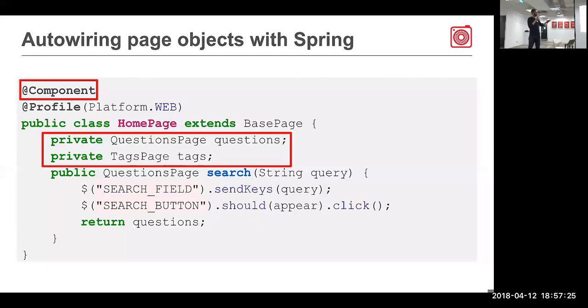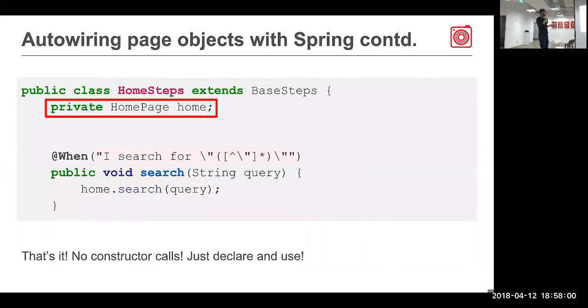So let's say you have a homepage object, and the homepage has links to a questions page. So this example we will see later how it works is Stack Overflow. So we have a questions page and the tags page. If you want to use a different page object in another page, usually you would have to instantiate that object. And here you can just define it as a private field, and the framework will take care for you that it's available. Yeah, and the same works in steps as well. So you have no constructor calls, you just declare your field and you're good to go.